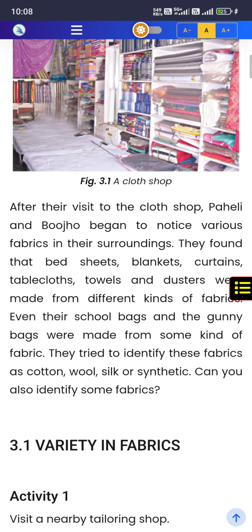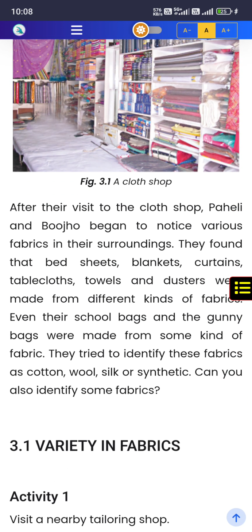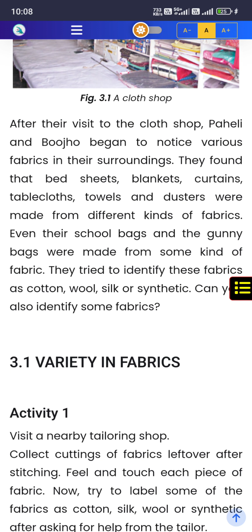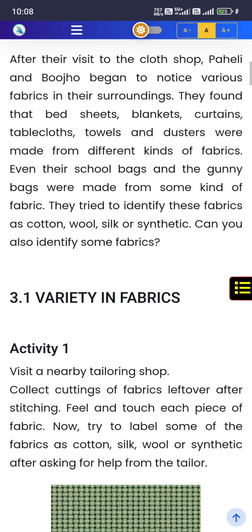After their visit to the clothes shop, Paheli and Bujo began to notice various fabrics in their surroundings. They found that bed sheets, blankets, curtains, tablecloths, towels, and dusters were made from different kinds of fabrics. Even the school bags and the gunny bags were made from some kind of fabric. They tried to identify these fabrics as cotton, wool, silk, synthetics. Can you also identify some?